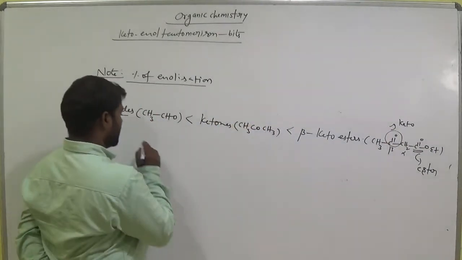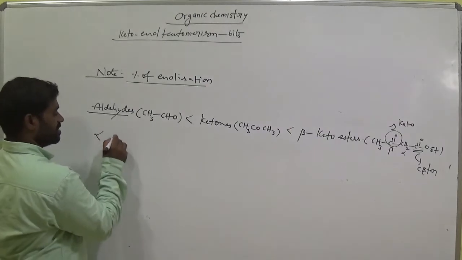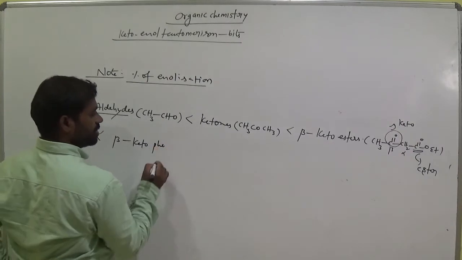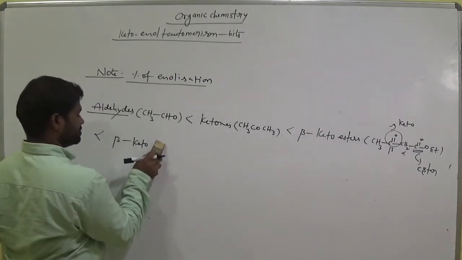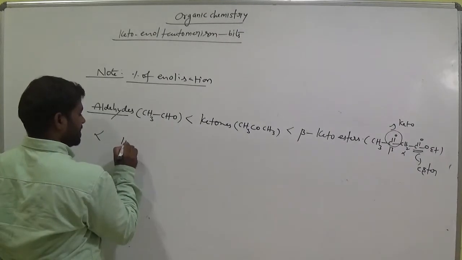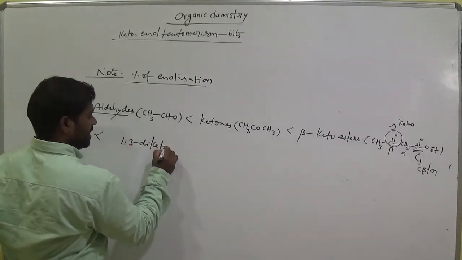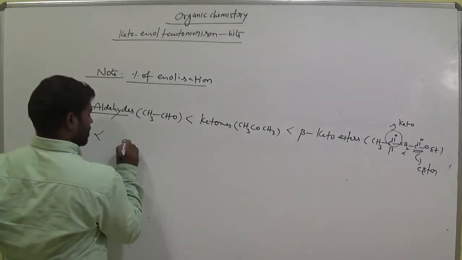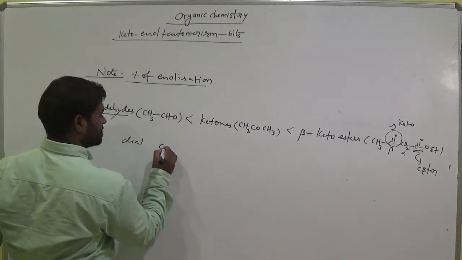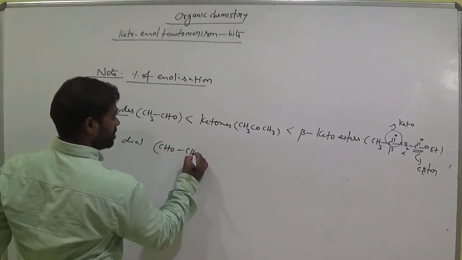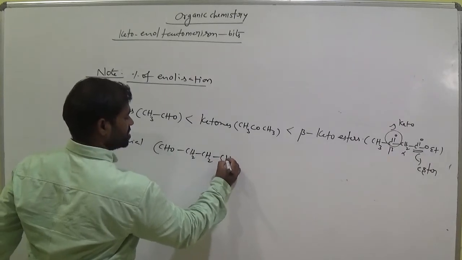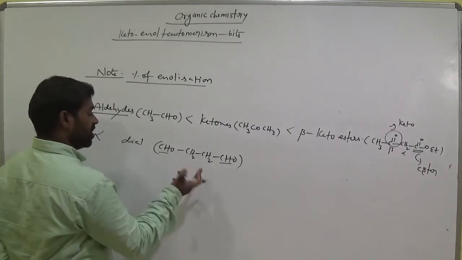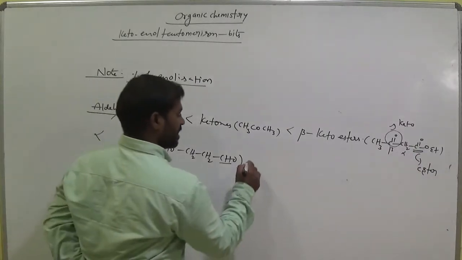And next priority, 1,3-dialdehydes. 1,3-dialdehydes means CHO, CH2, CHO. How many aldehyde groups are here? Two aldehydes.